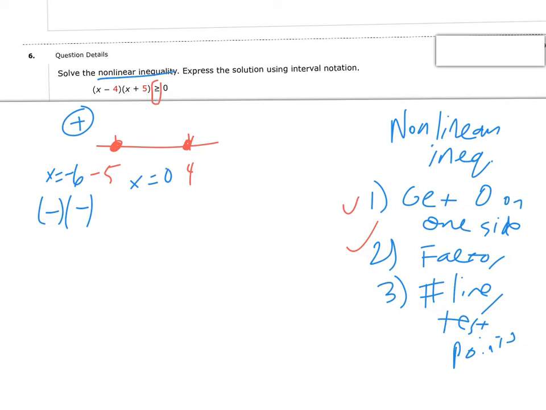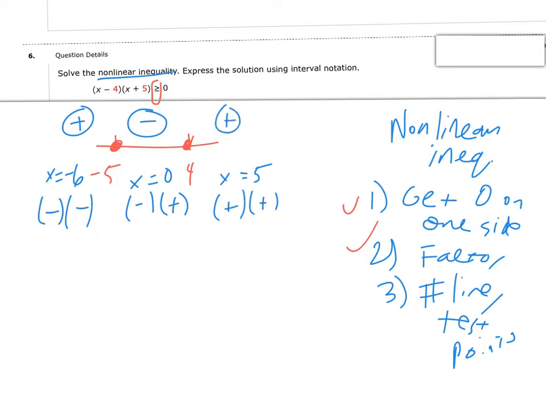In the middle here, I can pick any number. I'll go ahead and pick 0. Sounds easy to me. And so 0 minus 4 is, of course, negative. 0 plus 5 is positive, so this is negative, since a negative times a positive is a negative. Lastly, we'll test out a number like x equals 5 out here, and that's going to make both of these parentheses positive, which will be positive.